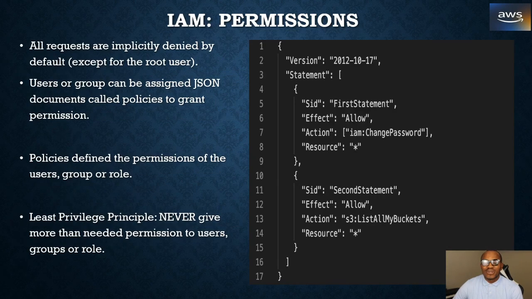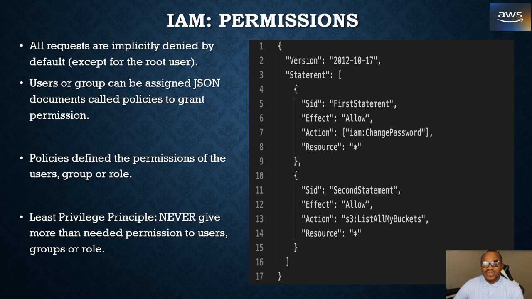And talking of permission, every identity or every entity that you are giving access to your account will need explicit permission to be able to access resources in your account. All requests are implicitly denied by default, except for the root user. The root user will have a full access to your AWS resources, and the root user account is the account you are in when you log in with the email address you used to create your AWS account.